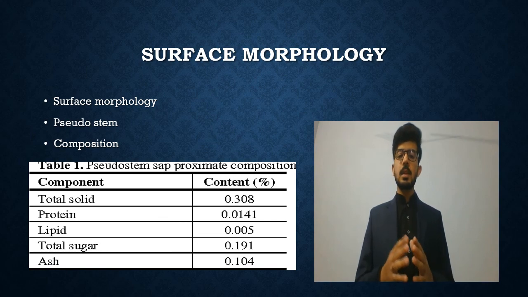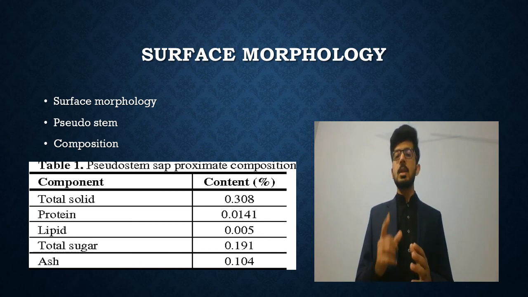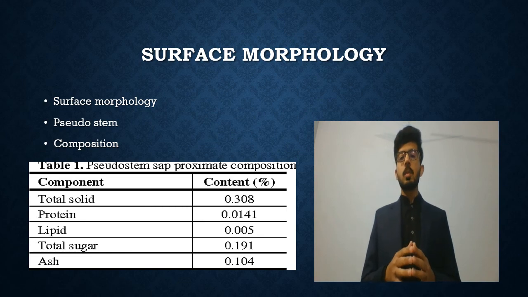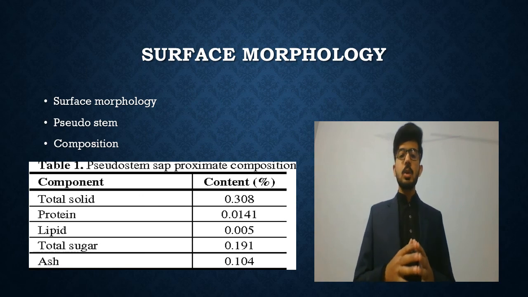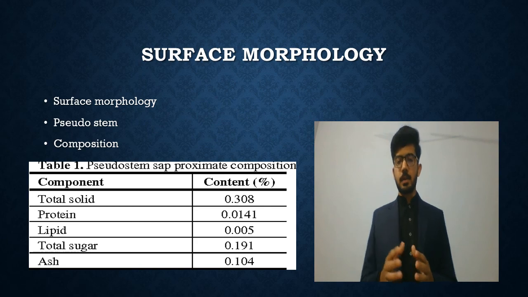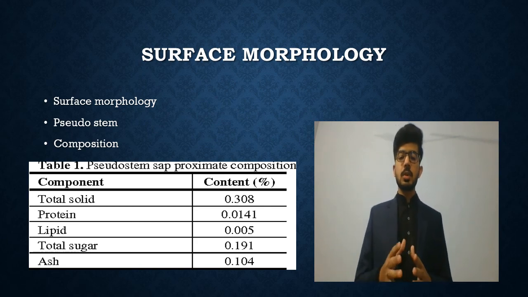So in this graph, the total solid in pseudostem is 0.308%, protein is 0.0141%, lipid is 0.005%, total sugar in pseudostem is 0.191%. And at last, the ash in the pseudostem is 0.104%.